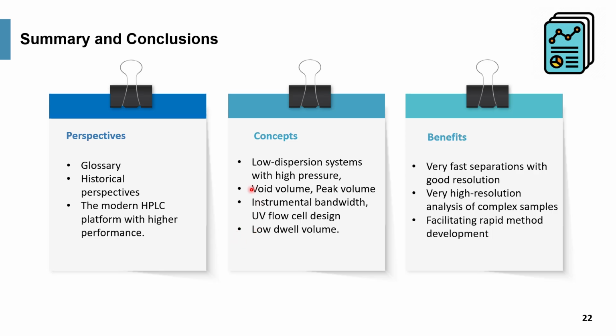Concepts which are important are the void volume of the column and the resulting peak volume of the smaller ID column packed with smaller particles. And also the concept of instrumental bandwidth responsible for extra column band broadening, and the design of UV flow cell that gives you small volume, low dispersion, but with adequate path length, and also lowered gradient dwell volume. The benefits are very fast separation with good resolution, very high resolution for complex samples, particularly a drug product with multiple APIs, and the facilitation of rapid method development.